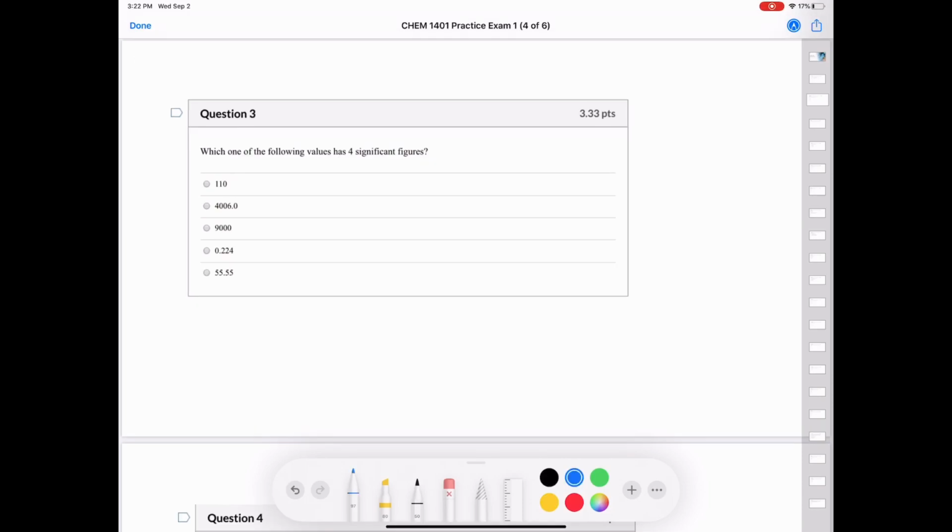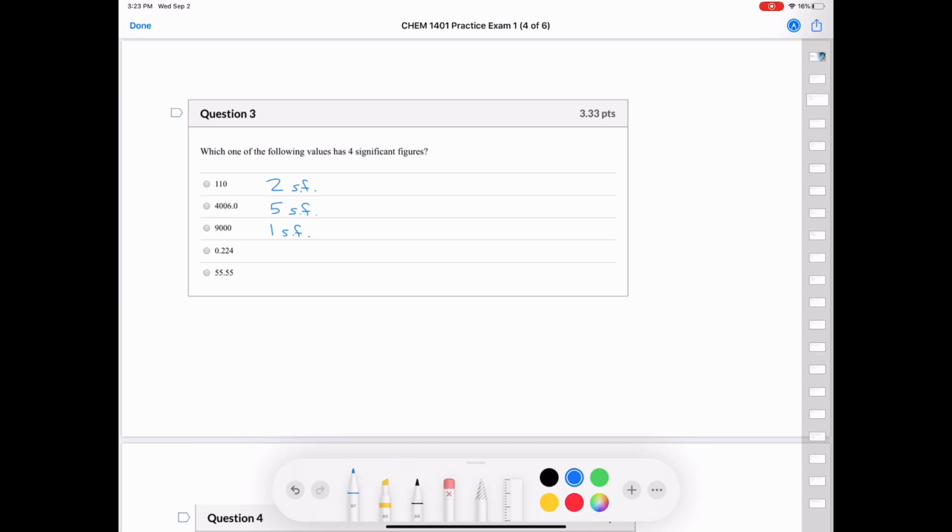The next question deals with significant figures. Which one of the following values has 4 significant figures? The first number, 110, does not have a decimal at the end, and so this number has 2 significant figures. The next number has a decimal in it, and there are no leading zeros, therefore all the zeros are significant, and this number would have 5 significant figures. The number 9,000 only has 1 significant figure.